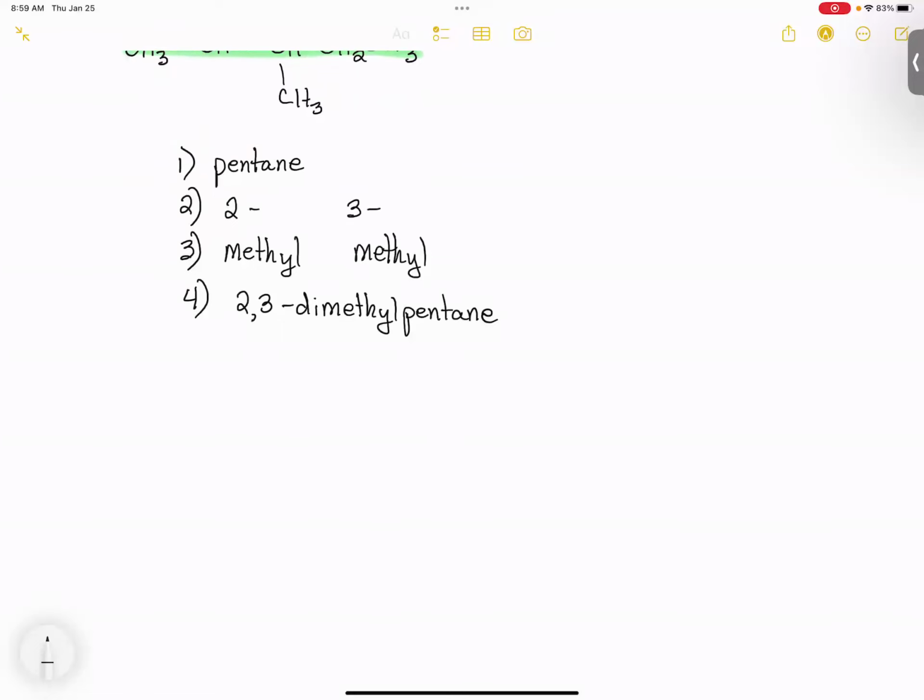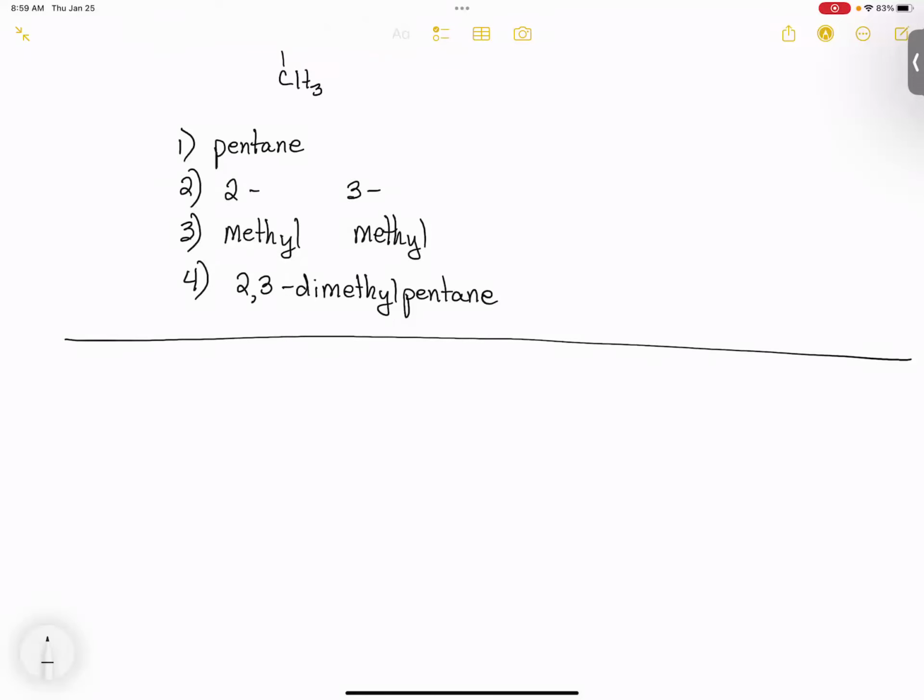Let me give you another one. If you have to, rewrite this as a condensed structure.